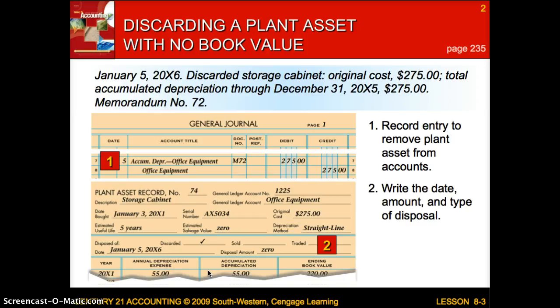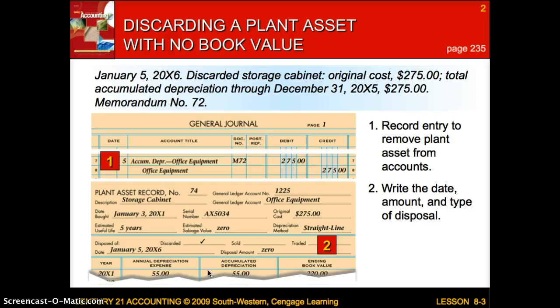So on January 5th of 2016, we discarded a storage cabinet. The original cost to us was $275. The total depreciation through December 31st was $275. It's junk, basically. It cost us $275, and we've used all the depreciation. To do this, we need to record an entry to remove the plant asset from our accounts.